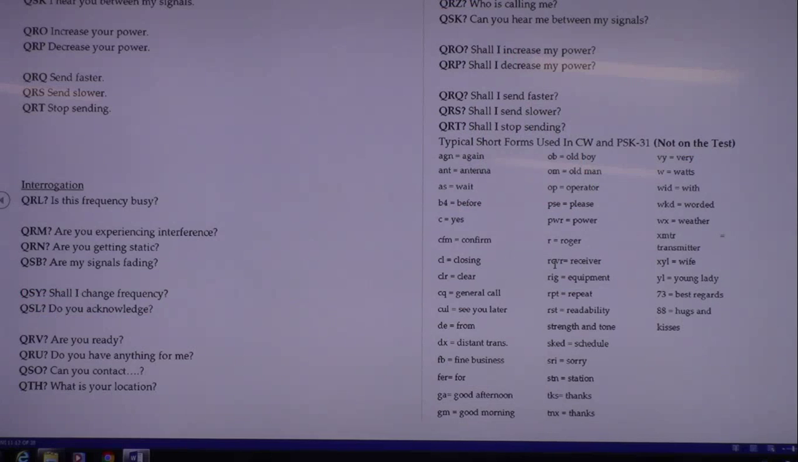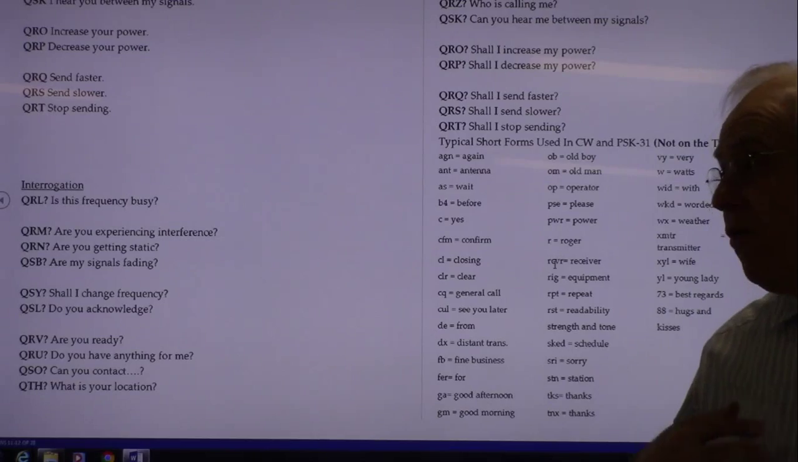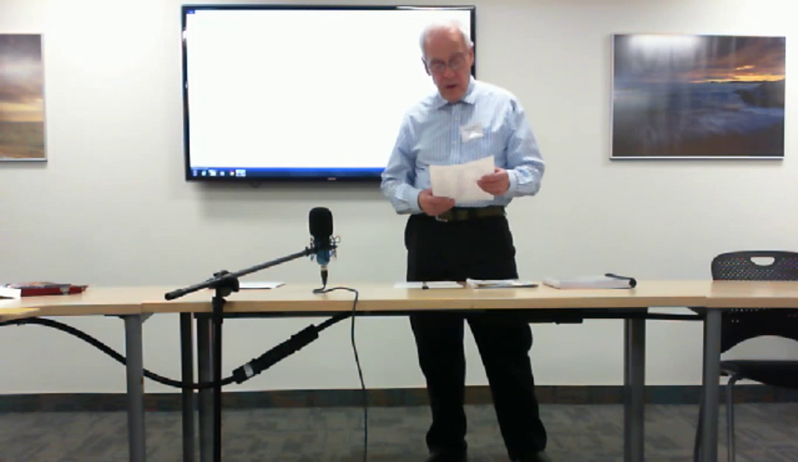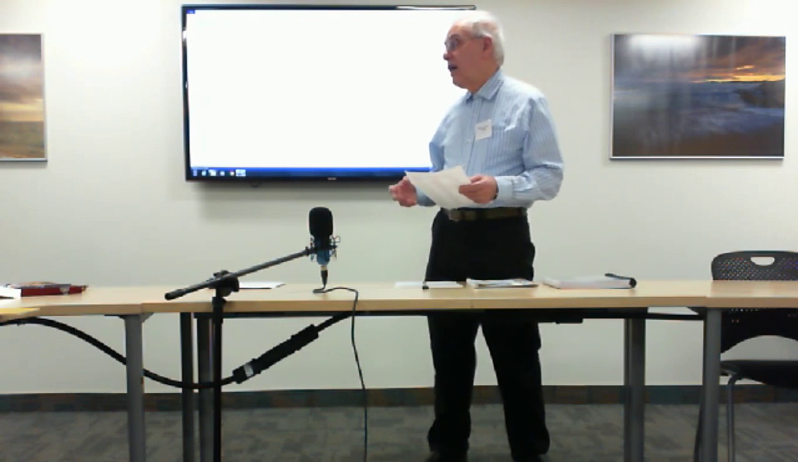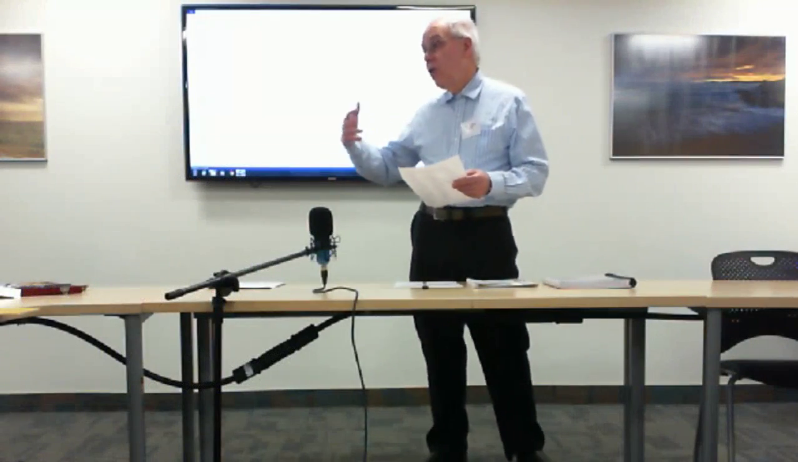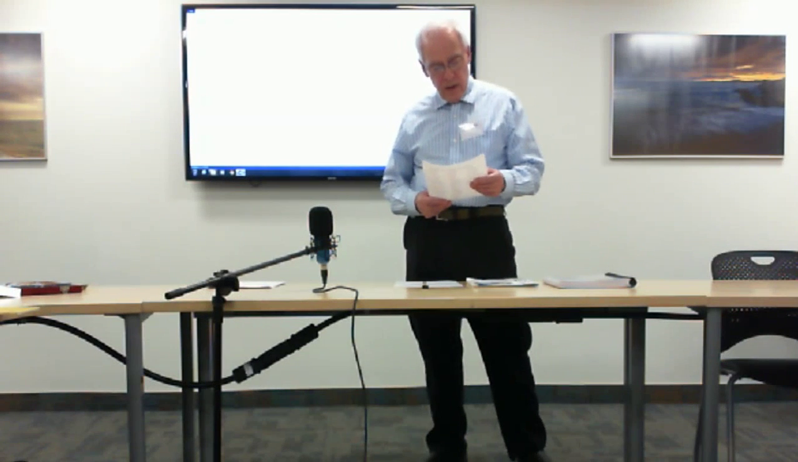QRM. The M means man-made. QRM means man-made interference. If I say QRM, I'm saying I am experiencing interference. If I say QRM question mark, I'm asking, are you experiencing interference? That's interference from another station. QRN, the N stands for natural. That's static, some kind of natural noise. QRN, I am experiencing static or noise. QRN question mark, are you experiencing static or noise?